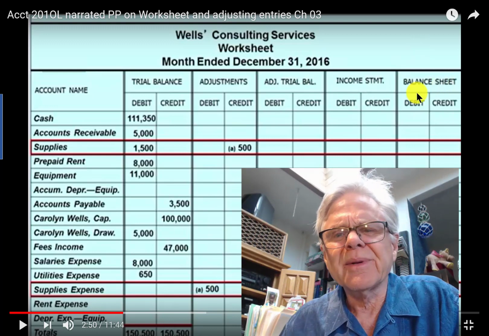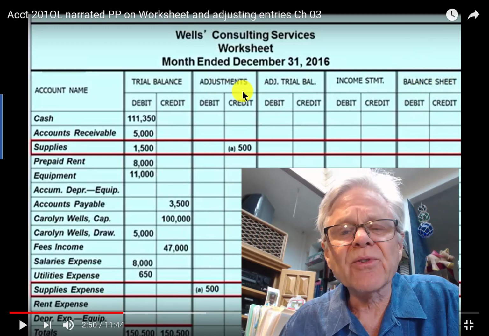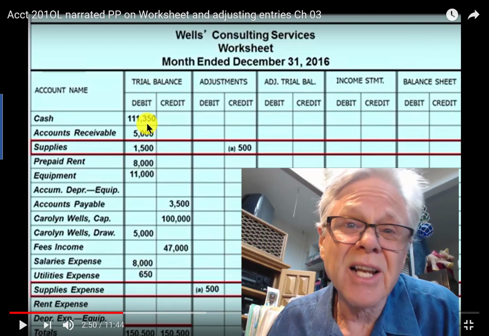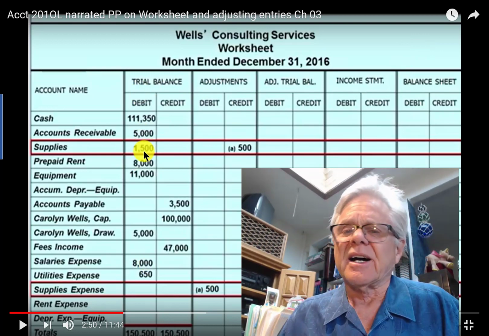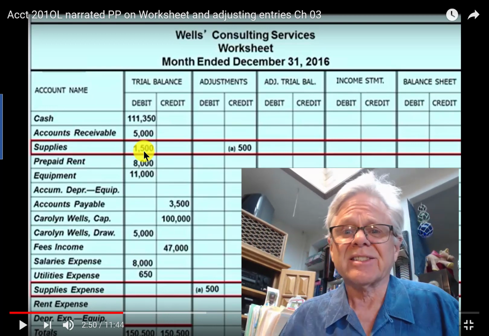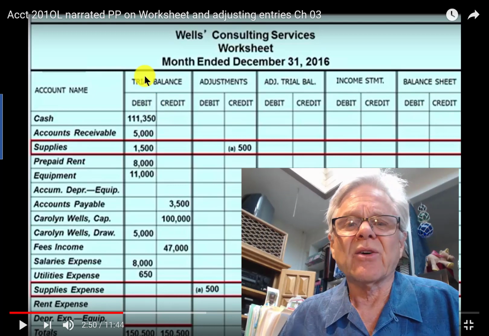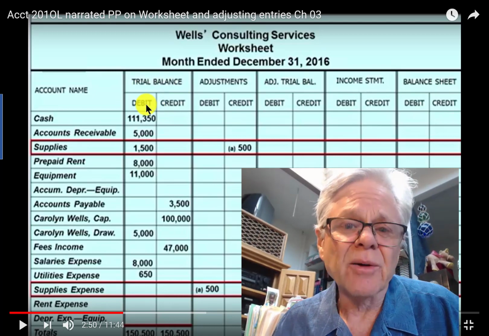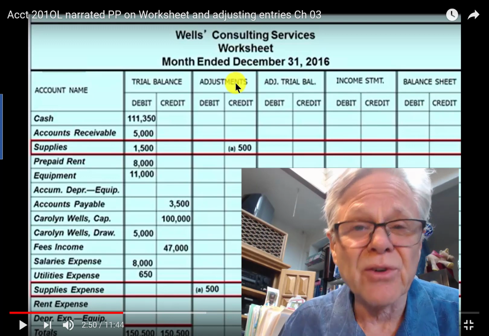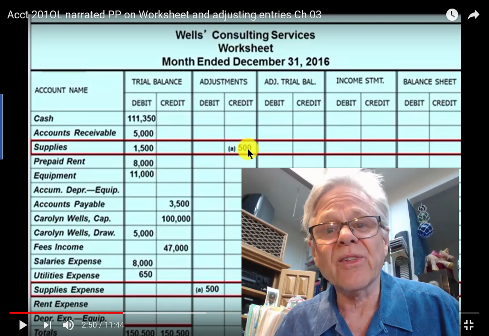The CPA firm essentially is responsible for their adjustments, but they're not responsible for the accuracy of what the client brought them. If the client is taken to court, the IRS is going to hold the client accountable for what they provided in their trial balance, and the CPA firm is only responsible for their adjustments.